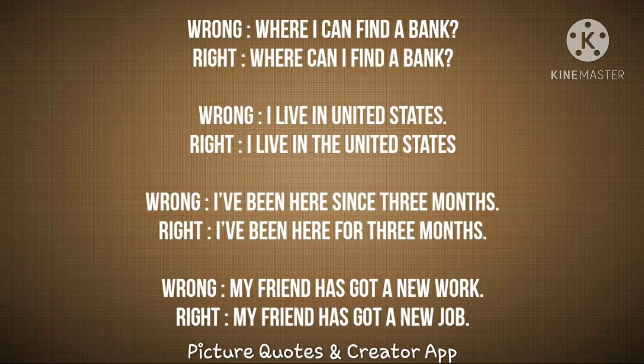Look at the next sentence. "I have been here since 3 months." It is a present perfect tense. And here the use of preposition is wrong. In this sentence, in the end, the time duration is shown as a set of months, 3 months, a number of months given here. So we should use "for" before that. Look at the correct sentence. "I have been here for 3 months."